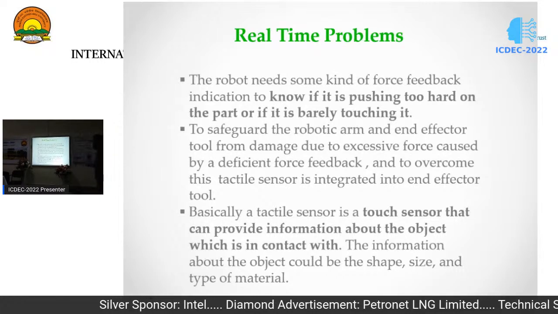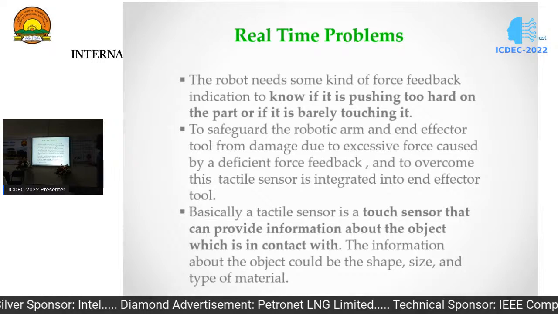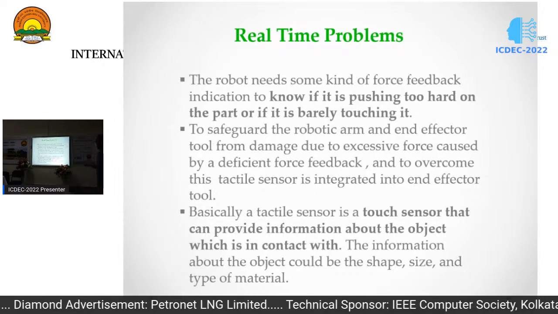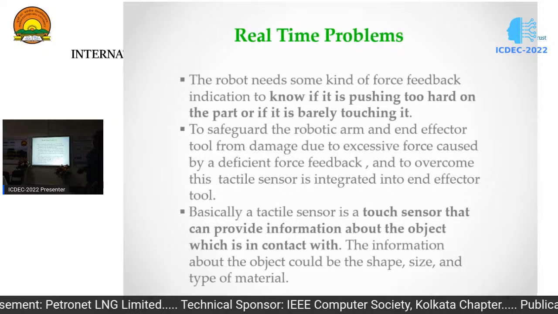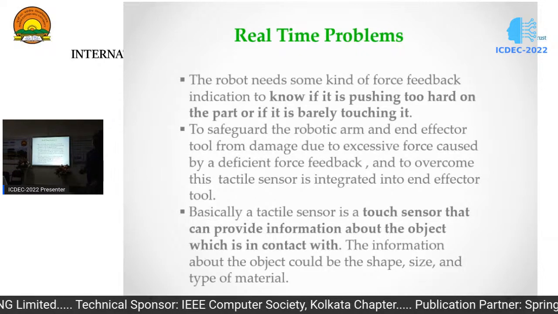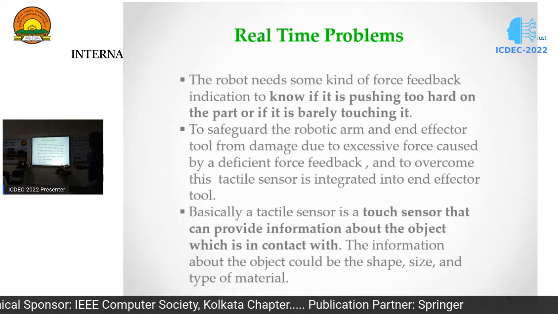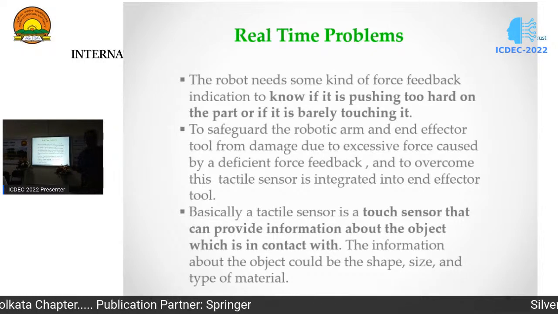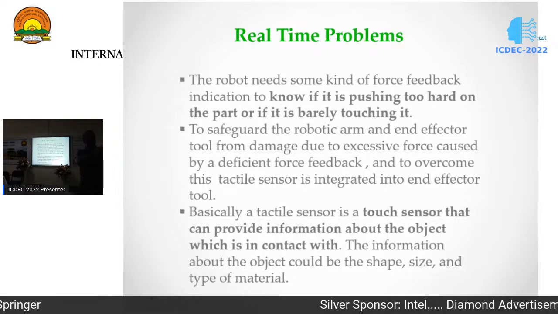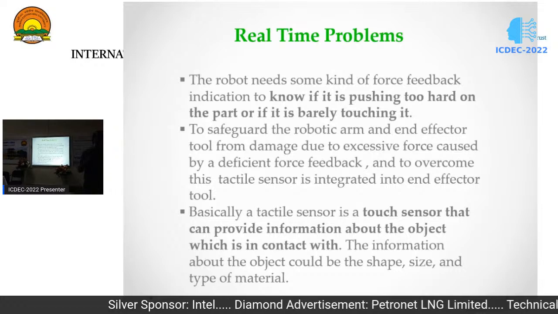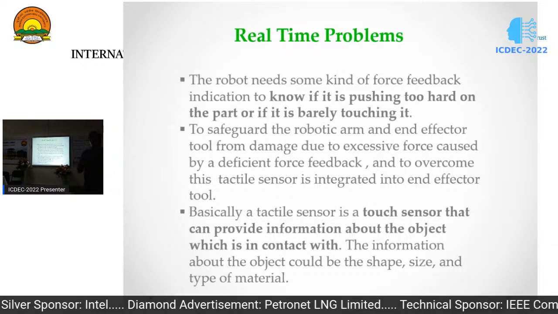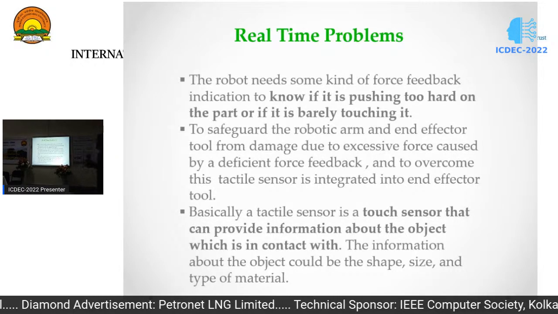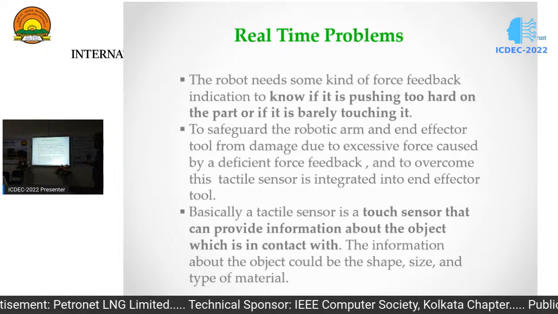So to safeguard the robotic arm and the end effector tool from damage due to a deficient force feedback system, that's why I am implementing a force-torque based tactile sensor into it. And this sensor is basically integrated into the end effector, right? This is my robotic arm. The end effector is this one, right? So I have implemented it. Maybe the sensors can be hard, maybe the sensors can be soft, depending on the requirement. Right? So I have used a tactile sensor.